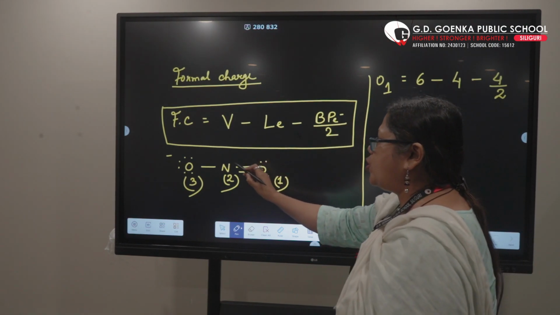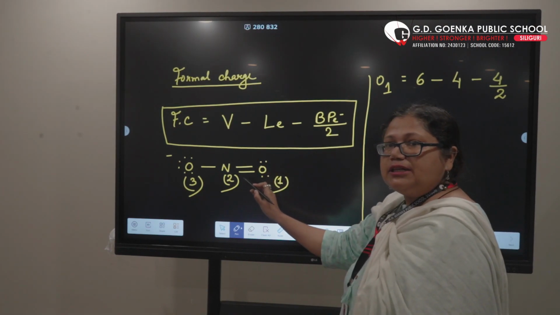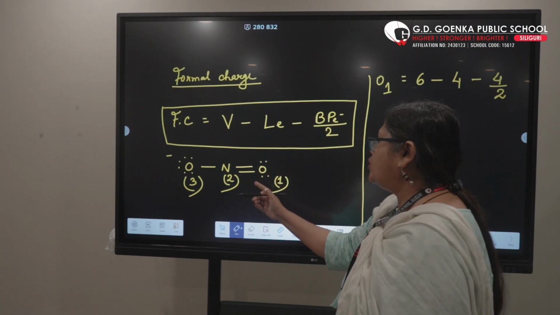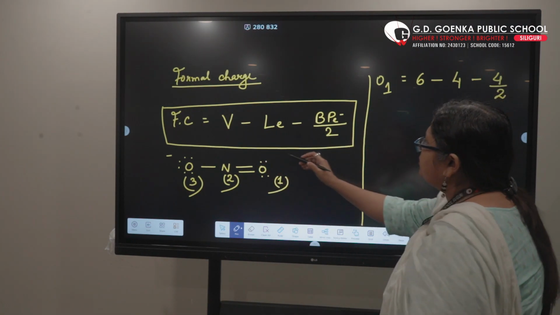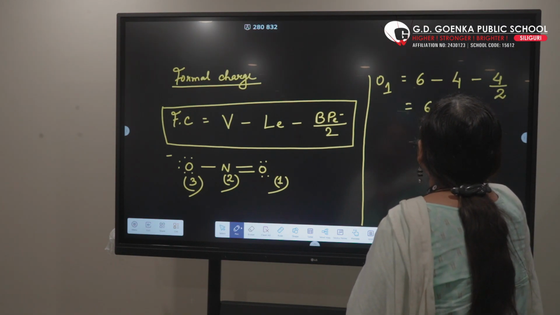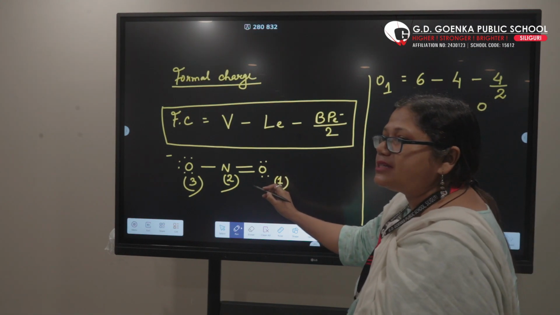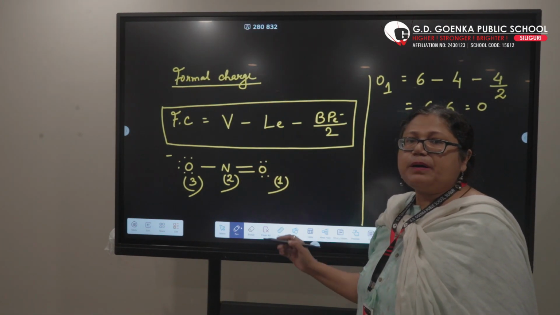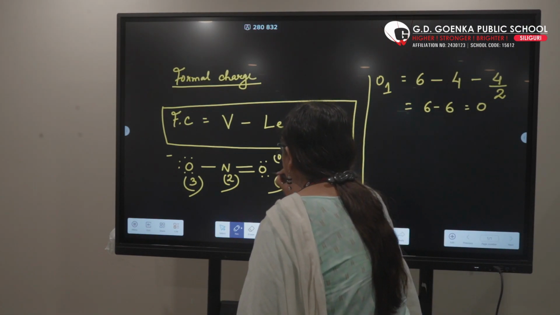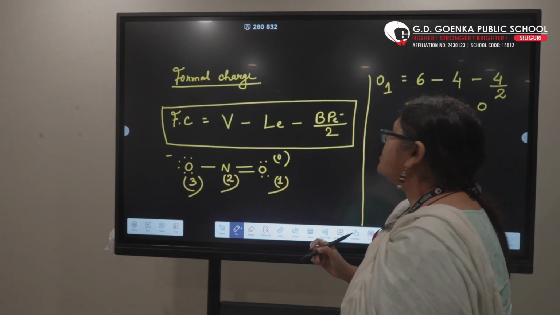This oxygen is bonded to the central atom nitrogen by a double bond, and each single bond means 2 electrons. So for a double bond it becomes 4, bond pair of electrons by 2. So 4 by 2, we are getting 2, and 6 minus 6 is 0. So when oxygen is connected to the central atom by a double bond, its charge is 0. So the formal charge for this oxygen atom is 0.